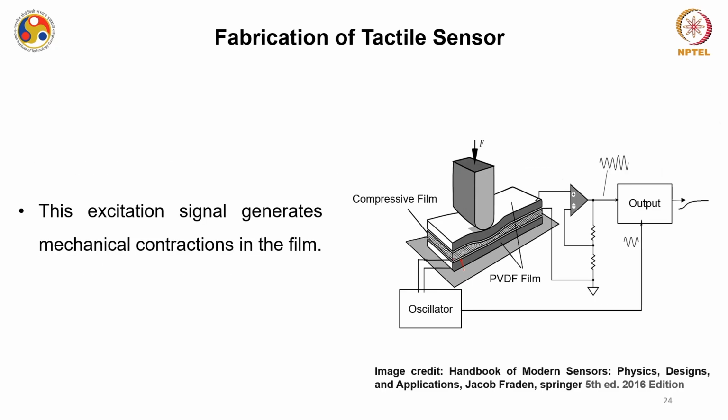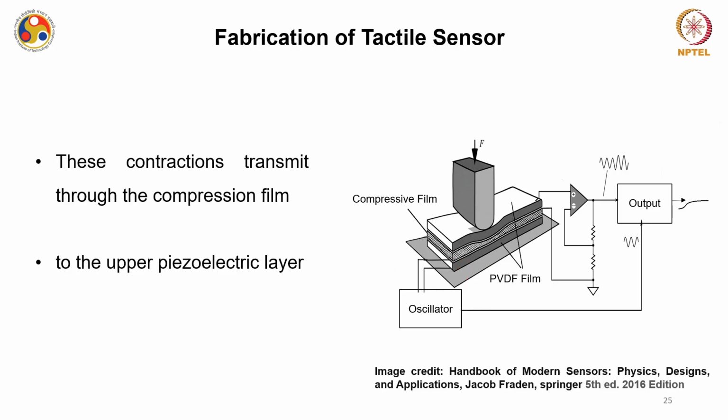Now, since this is a piezoelectric material, this PVDF, the excitation signal generates mechanical contraction in this film. This oscillator is giving a certain kind of AC pulses, and accordingly you have mechanical deformation in this bottom electrode or bottom PVDF film. These contractions transmit through this compressive film. So, what the compressive film does is transfer this mechanical vibration exactly to the top PVDF film.